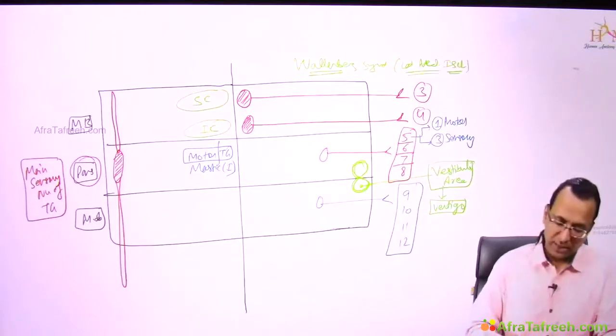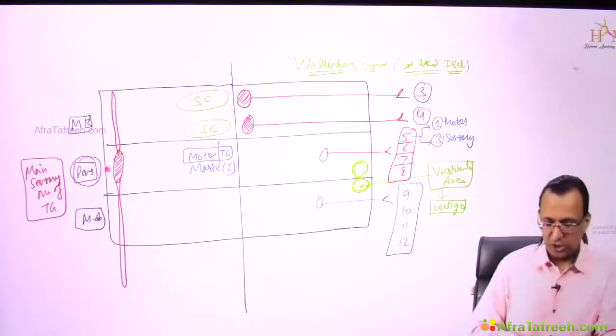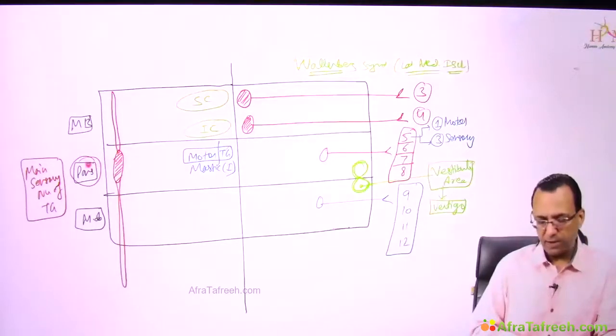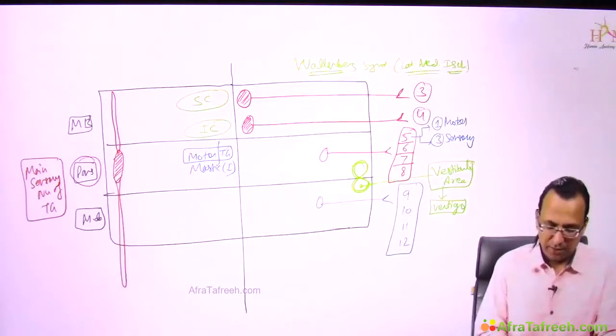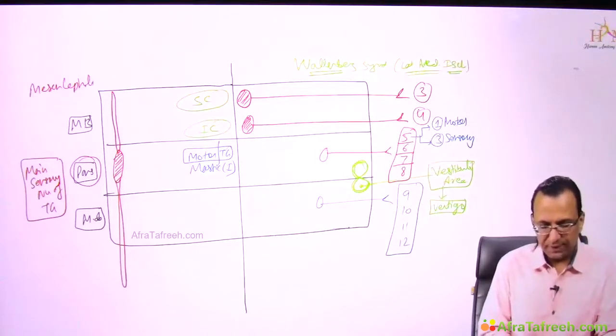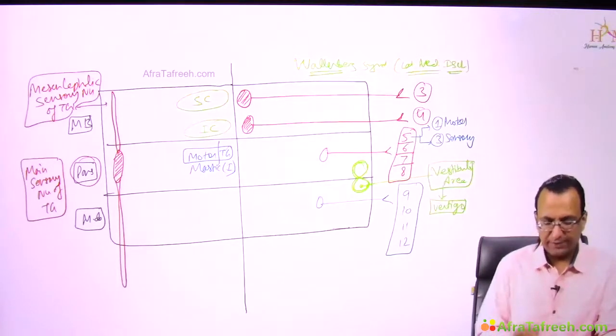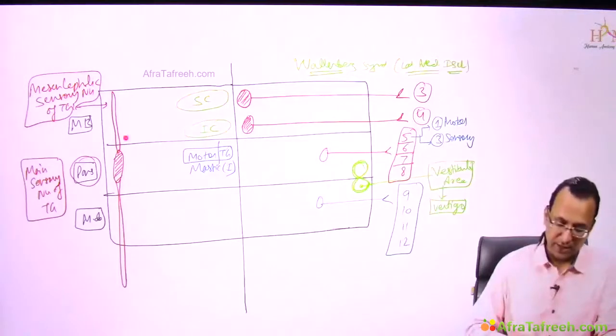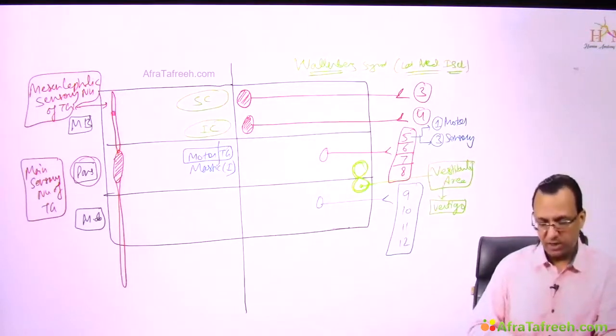Now, when you say there is a main sensory nucleus of trigeminal in the pons, then what is the nucleus going to enter the midbrain? The one which enters the midbrain is called the mesencephalic sensory nucleus of trigeminal. Because it is extending into the midbrain, you are calling it the mesencephalic sensory nucleus of trigeminal.